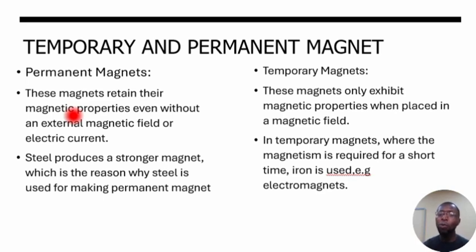On the other hand, we have what we call the temporary magnet. This magnet only exhibits magnetic properties when placed in a magnetic field. In other words, when you remove the magnetic field from it, it no longer has its magnetic property. It is no longer a magnet. So it is just temporary because there is a magnetic field around it. The material for making this kind of magnet is iron. Sometimes we call a temporary magnet an electromagnet.